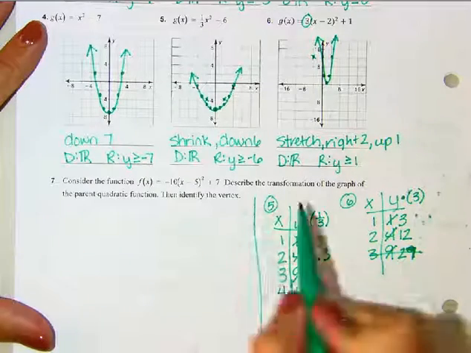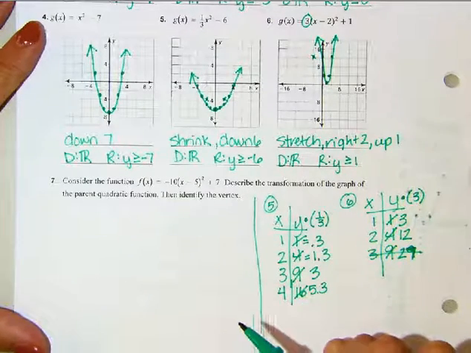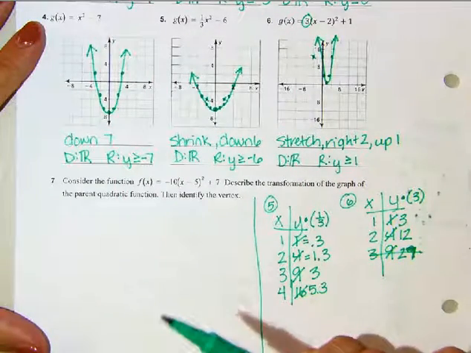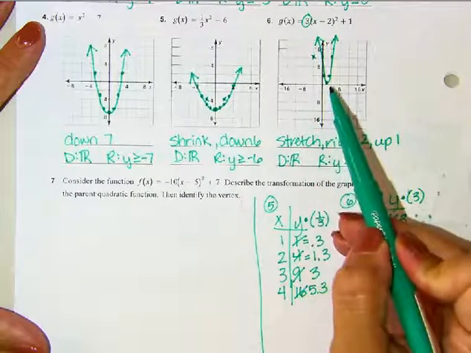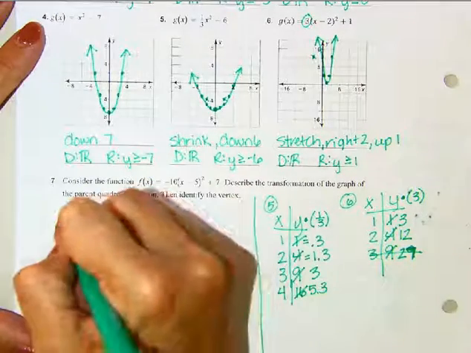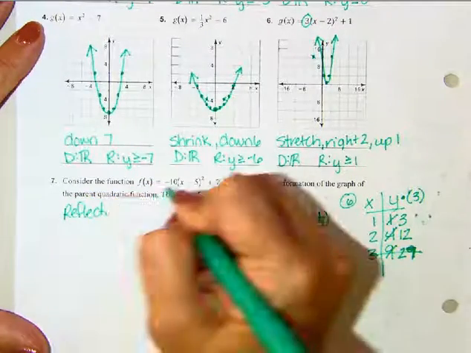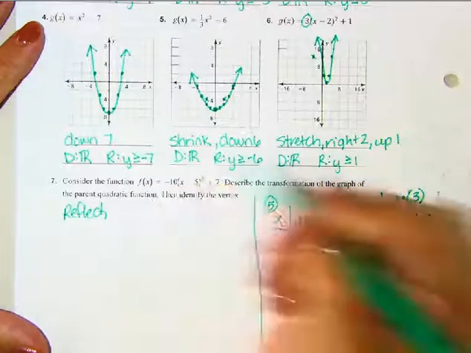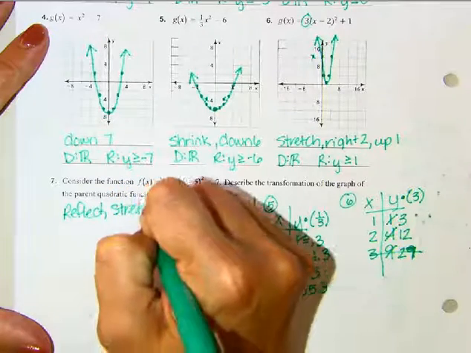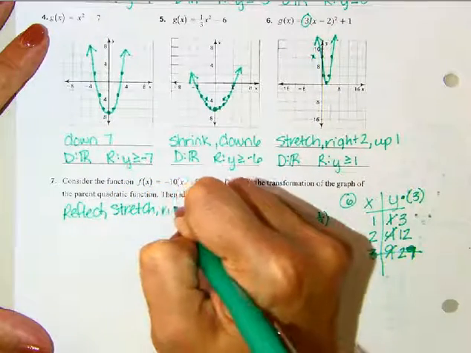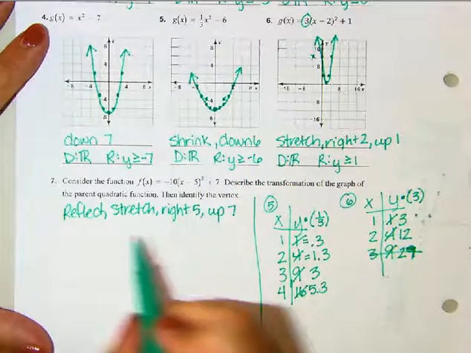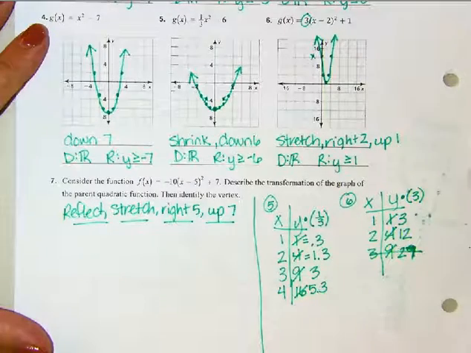So consider this function. We just want to describe what happens and identify the vertex. And we've been really identifying the vertex all along. We just haven't been writing down what that point actually is. But you've been drawing your vertex every time. So if I start at the negative, I know it's going to reflect. I know it has a vertical stretch because that 10 is bigger than 1. So it has a vertical stretch. It's going right 5. And that positive 7 is going to make it go up 7. So there's 4 different things this graph is doing.